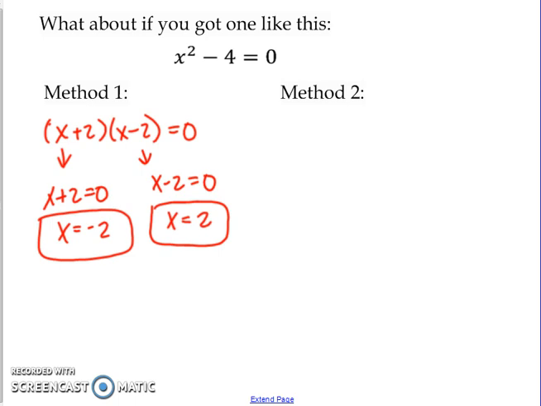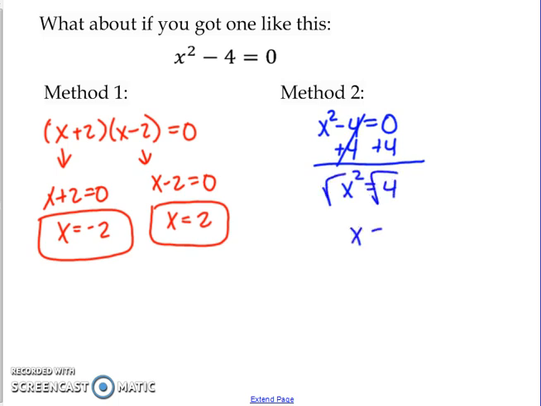The second method we can use is just solving for x. So if I have this equation, I can get my x squared alone by adding 4 to both sides. X squared equals 4. And then I can take the square root, and I end up with plus or minus 2, which gives me the same answer.